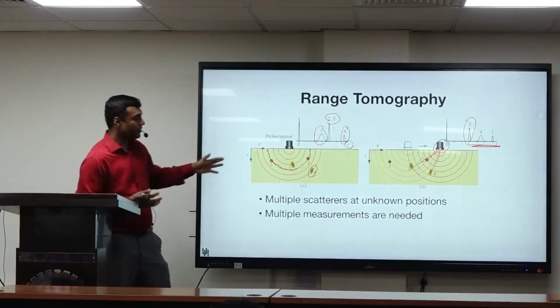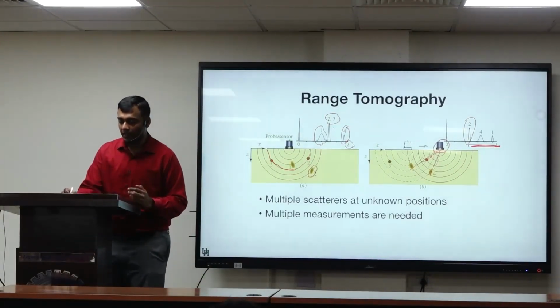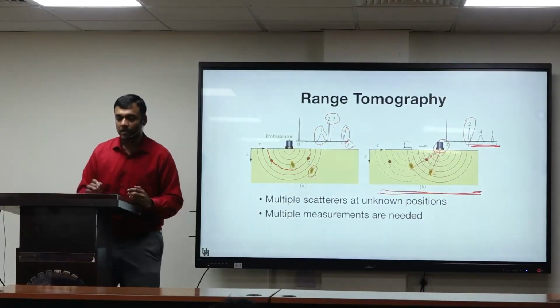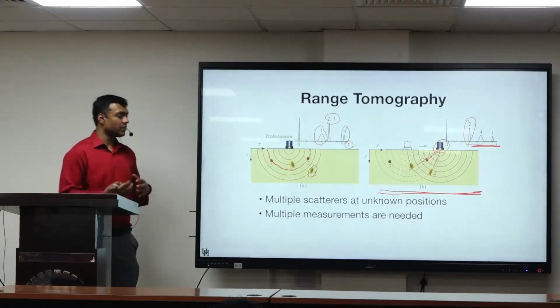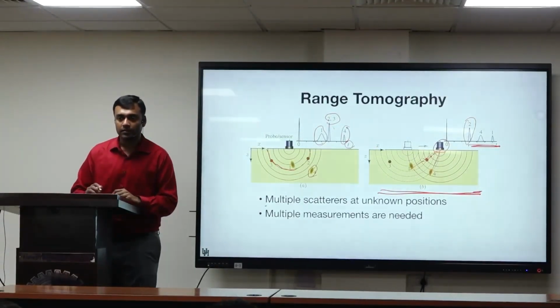But once you get this data, you can somehow go from the data to the structure of this particular object. So that's basically it.